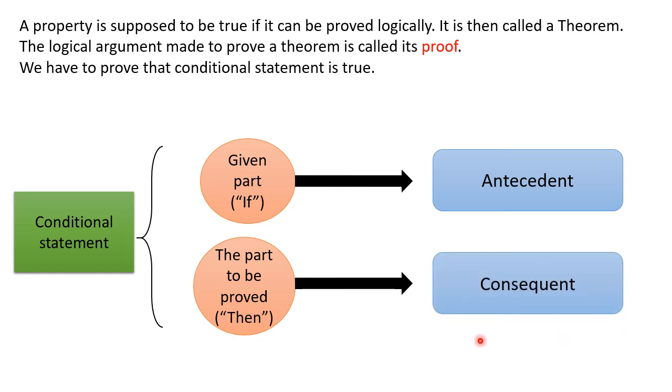So this was about conditional statements. In the near future, whenever you have to prove any statement of a theorem or any postulate of a theorem, if it is a conditional statement, always remember that the if part is the given part. That is the data which you have, and it is called the antecedent. The part you have to prove, the then part, is called the consequent. I hope till here you have understood very properly.